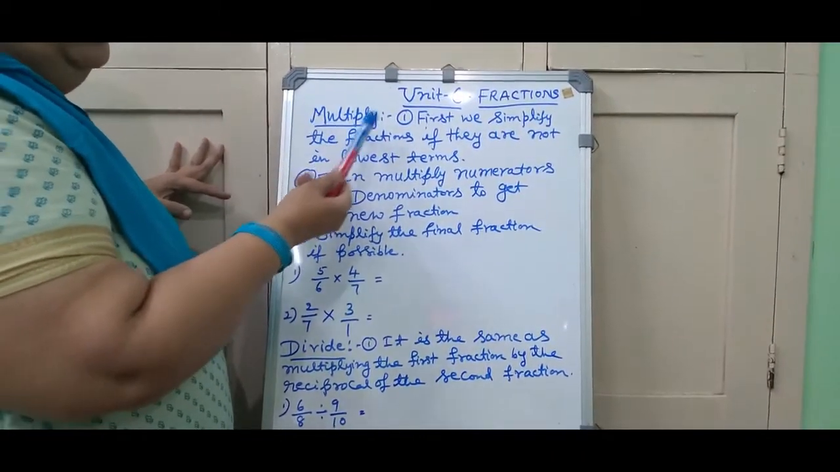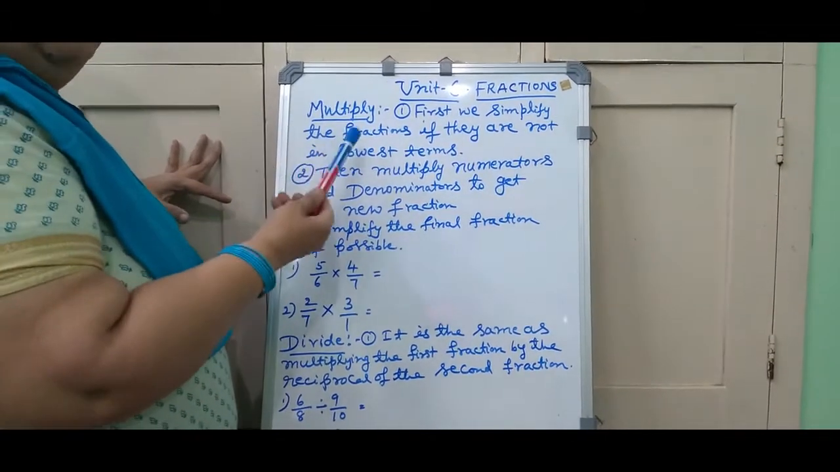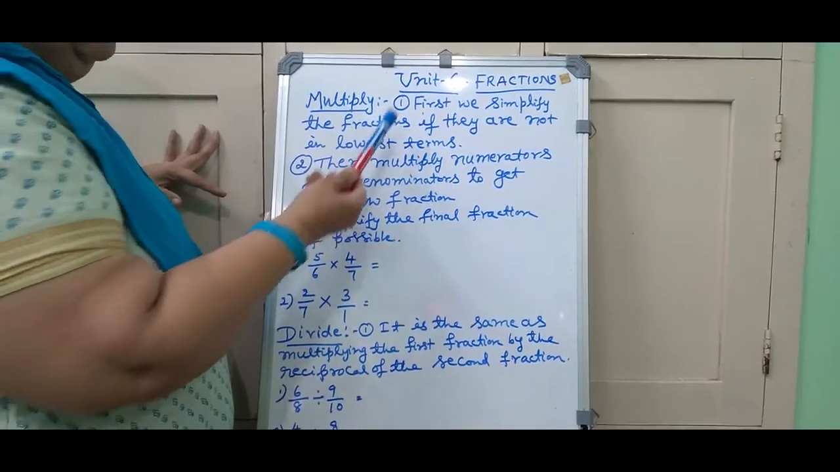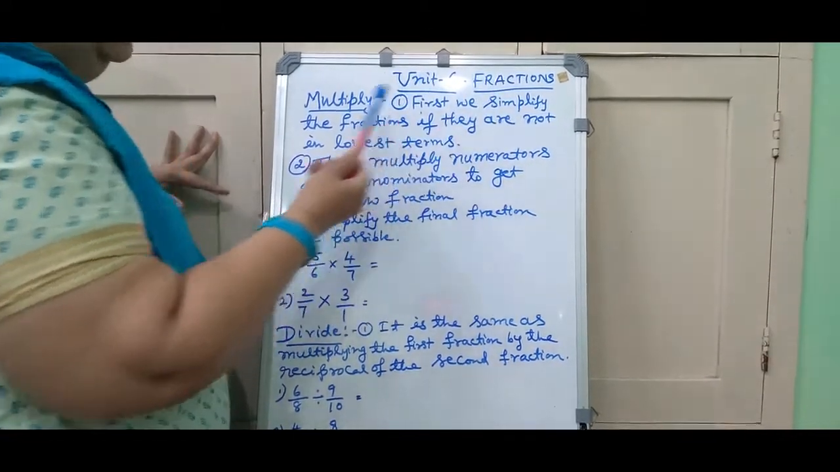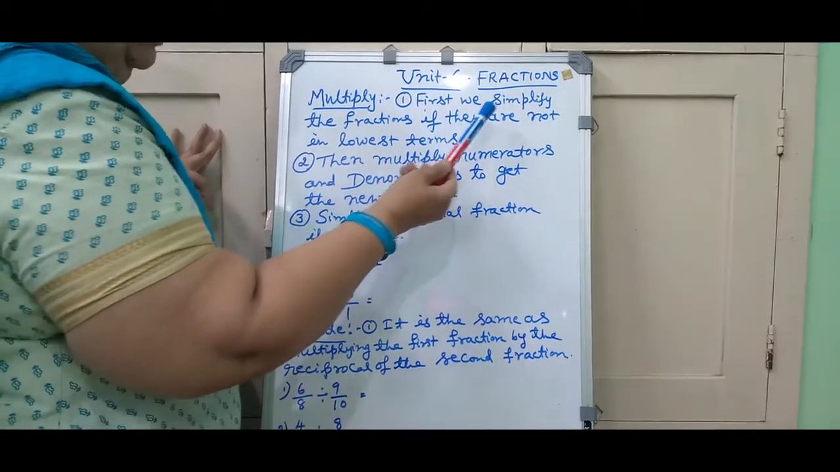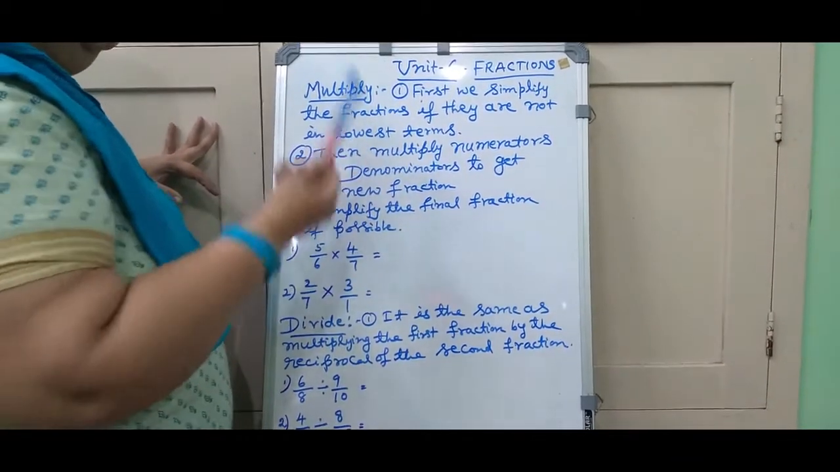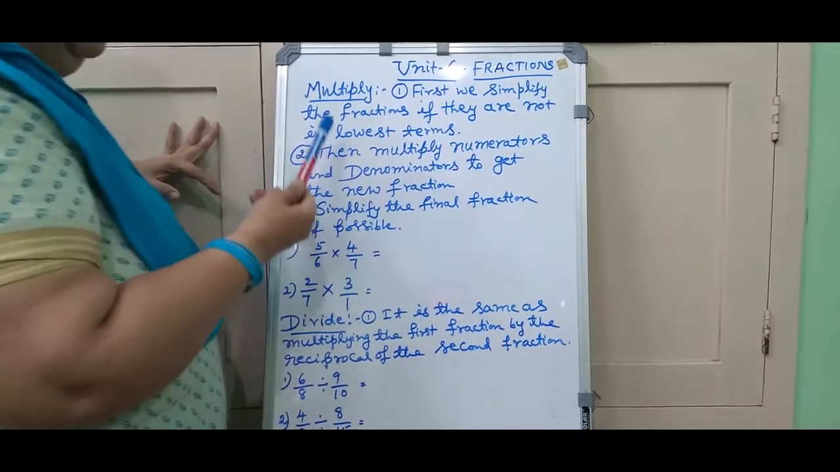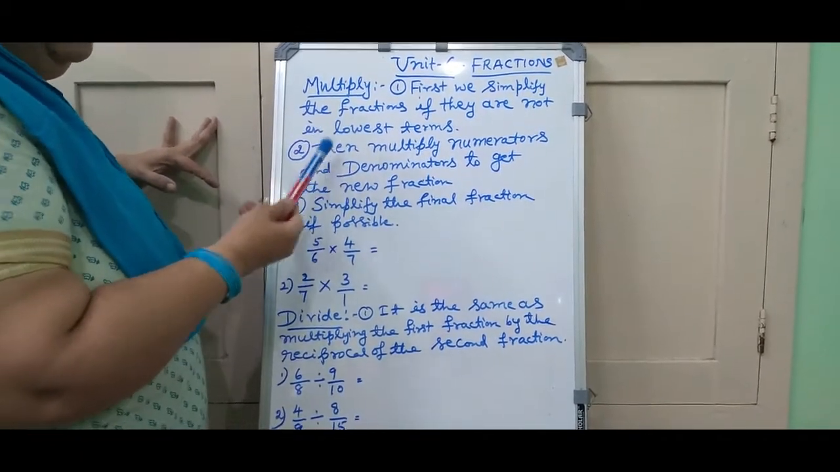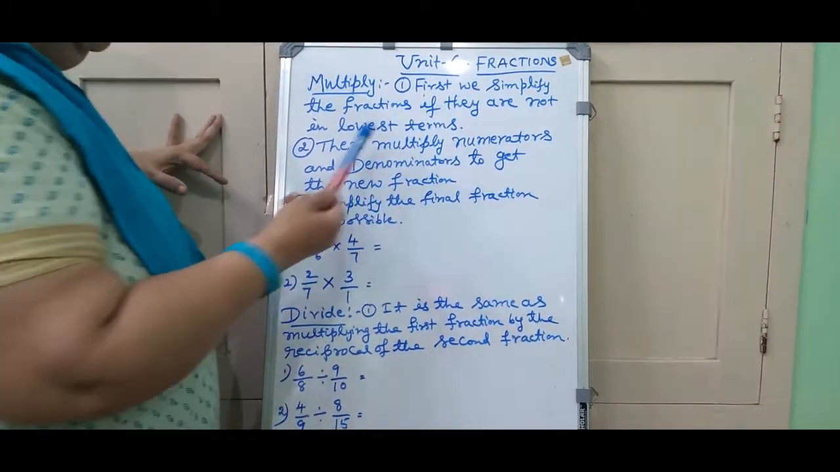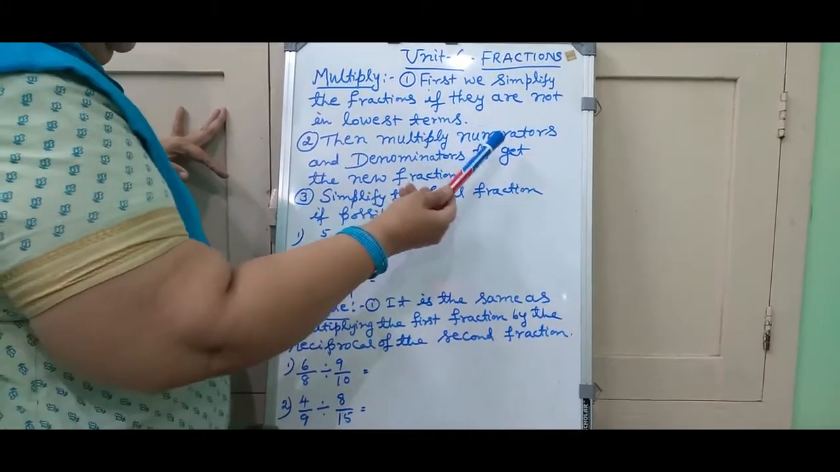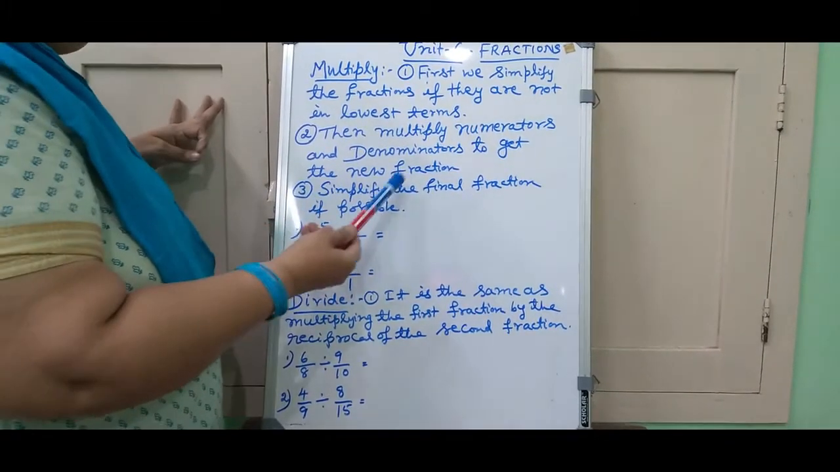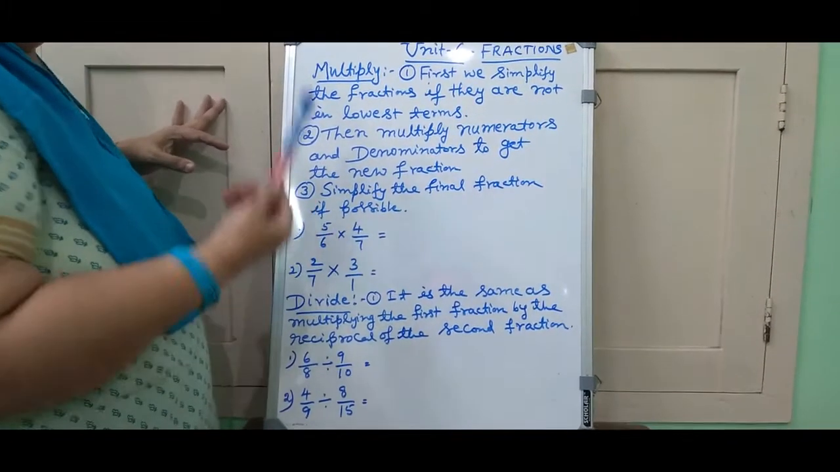For the multiplication of fractions, the first point we have to consider is that we first simplify the fractions if they are not in the lowest terms. Then we multiply the numerators and denominators to get the new fraction. Finally, we simplify the final fraction if possible.